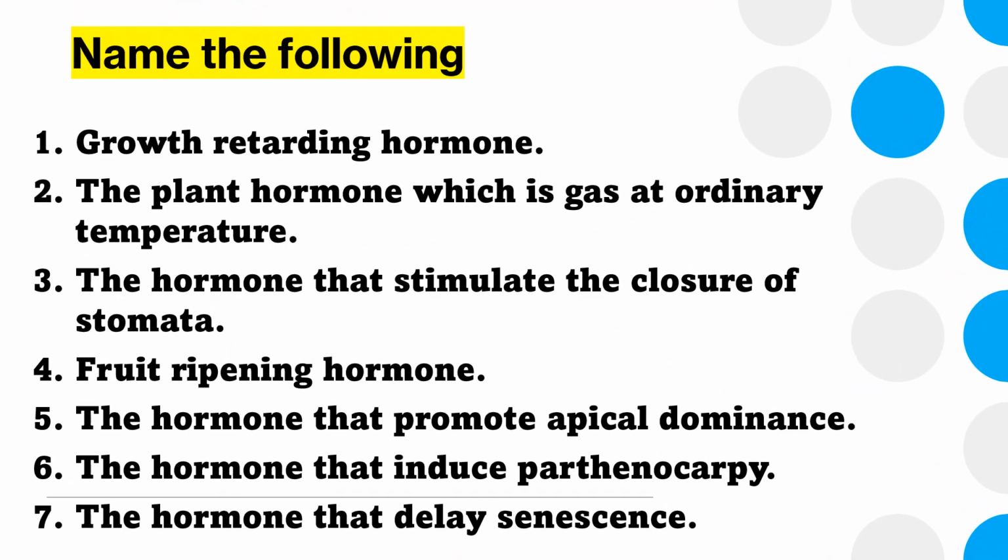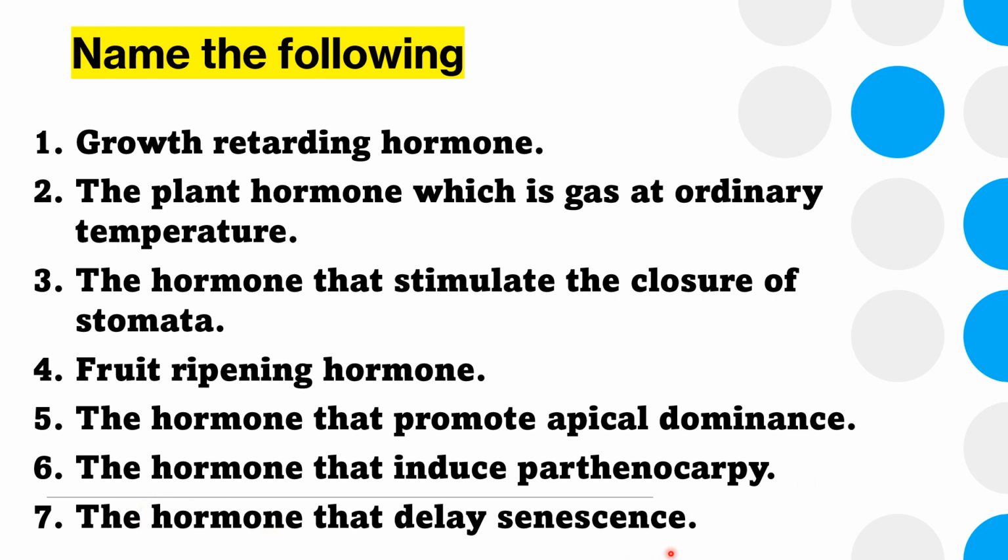Now we can do the revision. Name the following. First one, growth retarding hormone: ABA, or abscisic acid. Second question, the plant hormone which is a gas at ordinary temperature: ethylene. The hormone that stimulates the closure of stomata: ABA. Fruit ripening hormone: ethylene. The hormone that promotes apical dominance: auxins. The hormone that induces parthenocarpy: auxins and gibberellins. Anyone you can write.